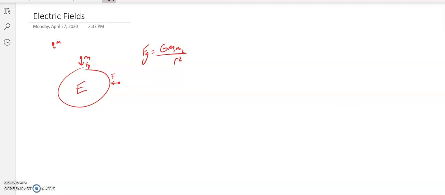Same thing is going to be true for charges. If we have a big charge Q here, let's make it a negative charge. If you put a tiny little positive charge, we call it a test charge, nearby, since it's attracted to the negative sign, it's going to have a force pointing it towards Q. We call it the electric force instead of the gravitational force. Similarly, if you put that test charge further away, it's going to have a smaller electric force.